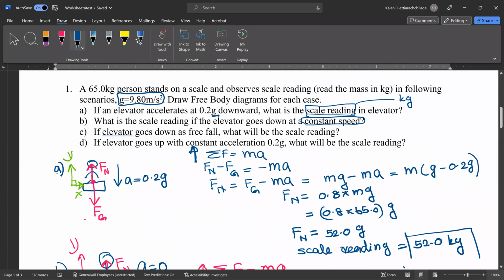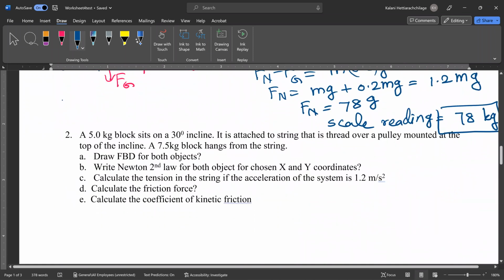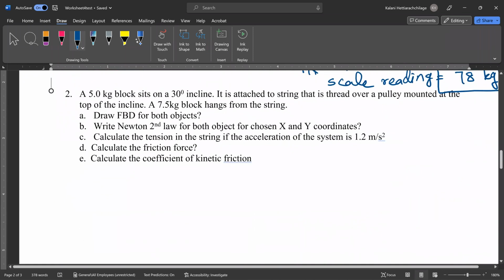Okay, so now let's move into the next question. Question number 2, right? It's very important that you draw the cartoon in physics, otherwise it is not going to work for the physics problem. Drawing the cartoon and drawing the free-body diagram are very important steps in the questions. Okay, a 5 kilogram block sits on a 30 degree incline. It is attached to a string that is threaded over a pulley mounted at the top of the incline. A 7.5 kilogram block hangs from the string.